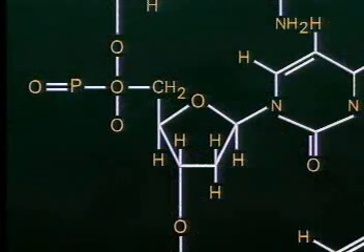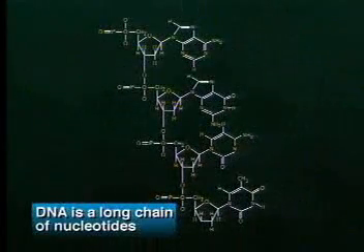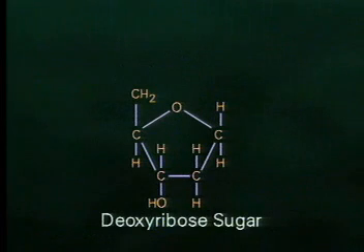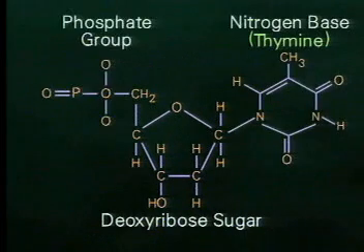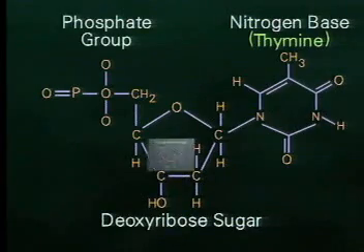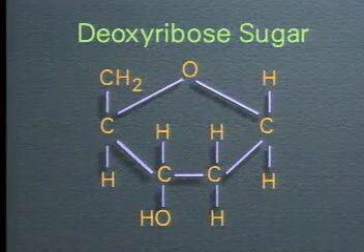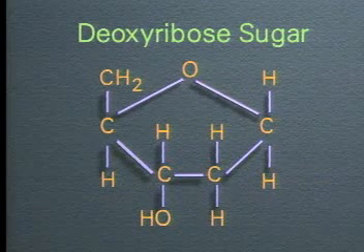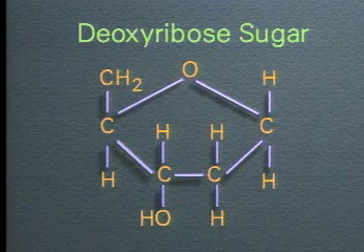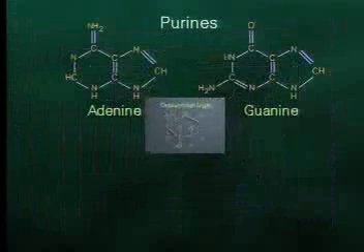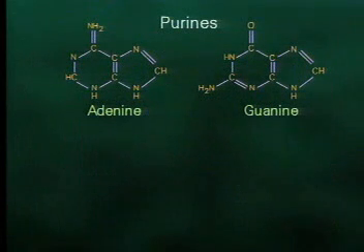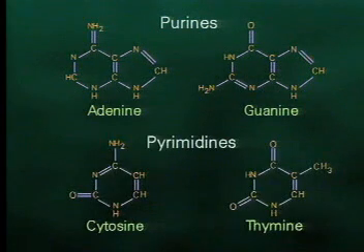DNA is a long chain of nucleotides. Each nucleotide consists of a 5-carbon sugar bonded to a nitrogen base and a phosphate group. The 5-carbon sugar or pentose in DNA is deoxyribose. Deoxy because it lacks an oxygen atom that is normally found in the ribose sugar molecule. The nitrogen bases are either a purine, a double ring structure, in the case of adenine and guanine, or a pyrimidine, a single ring structure as in cytosine and thymine.